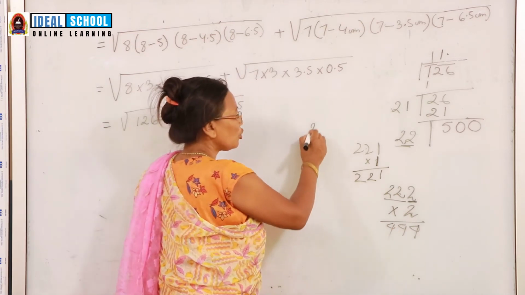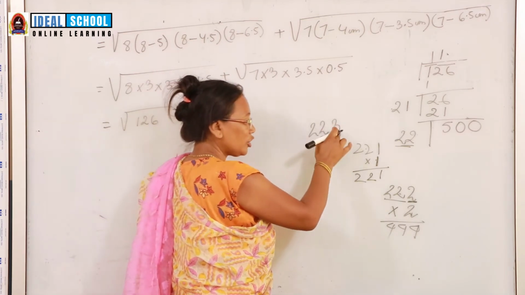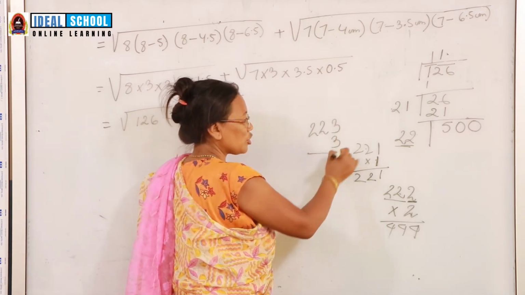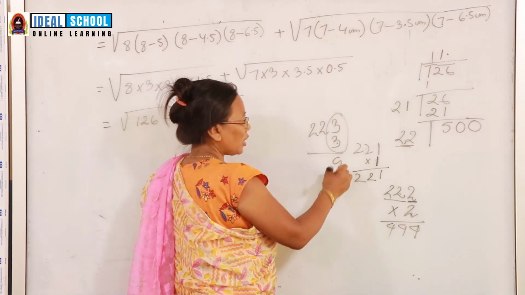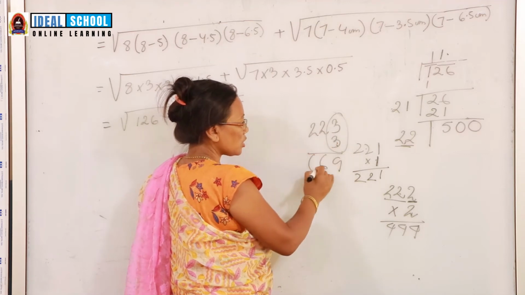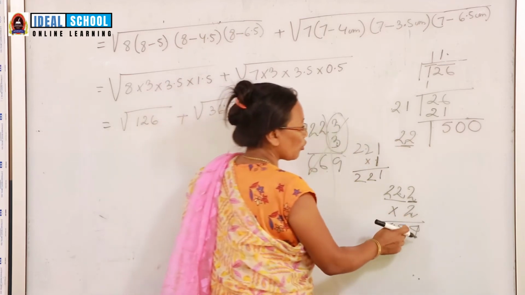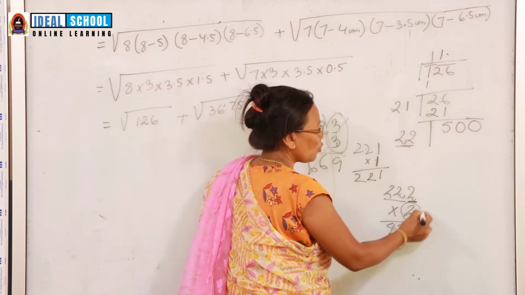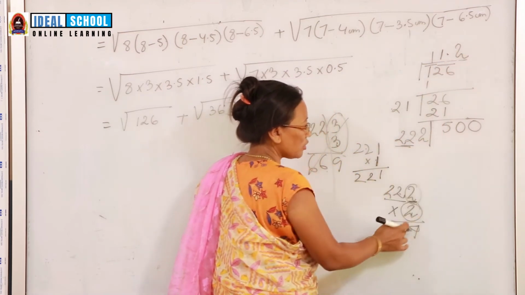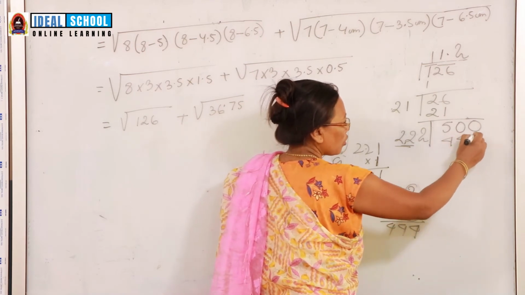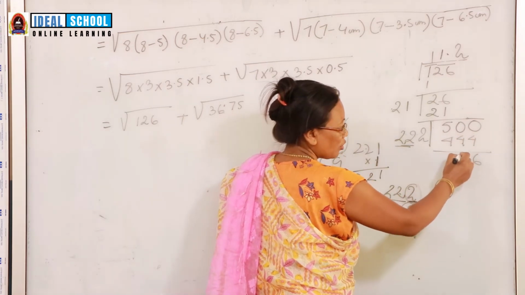Now let's see 223. If we add 3 here, we multiply by 3. 3 times 3 is 9, 3 times 2 is 6. It is very large compared to this one. That's why we will not be able to use that. Now we are going to use this one. These two we write here, and another two here. This one will be 444, then 6, then 5.